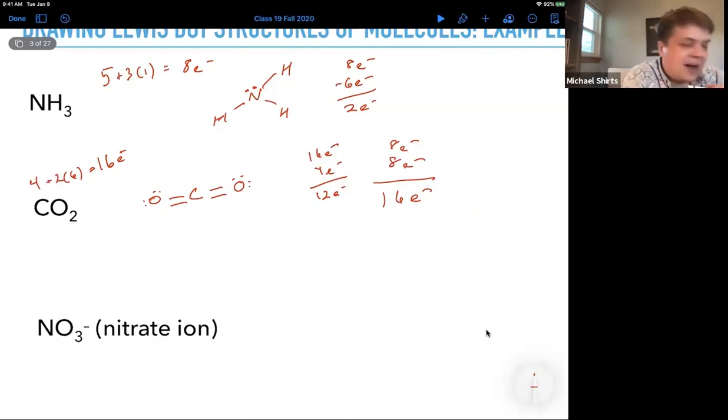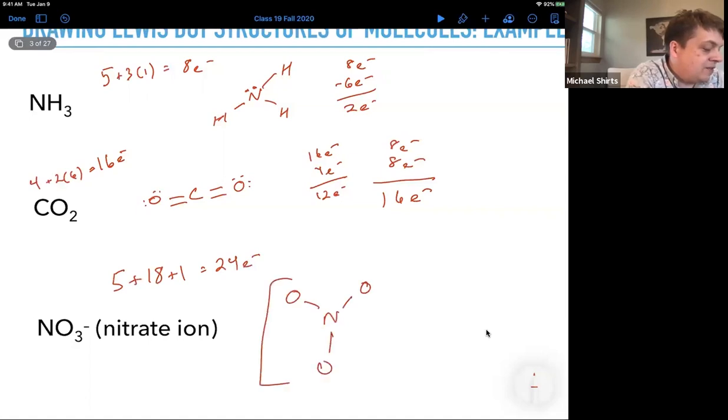Nitrite ion, how do we deal with the number of valence electrons here? Well, there's going to be 5 plus 18, 3 times 6 from the oxygens, plus 1. There's 1 more electron there, so there's 24 electrons total. Nitrogen is the least electronegative, so that's in the middle.